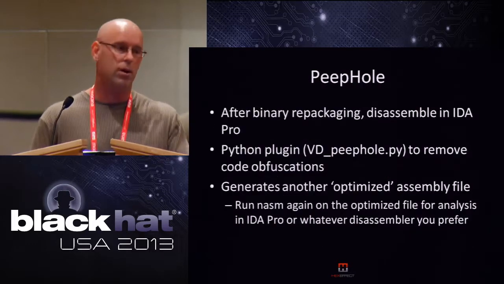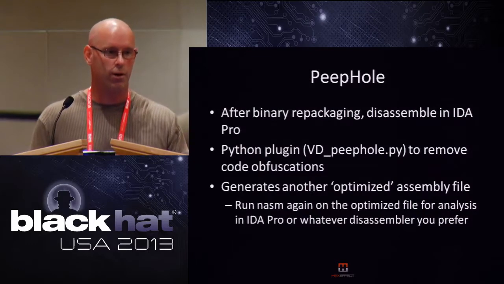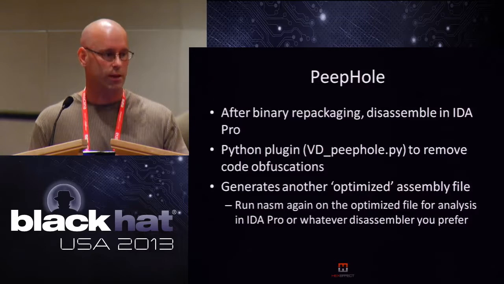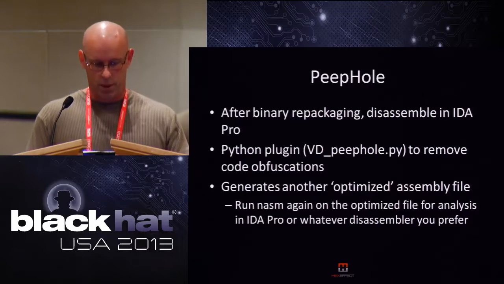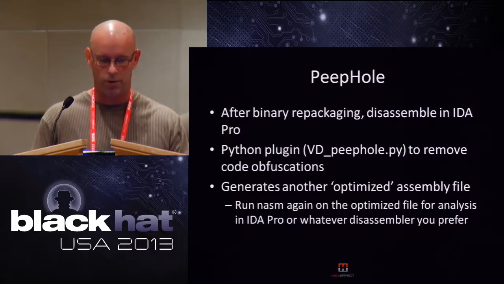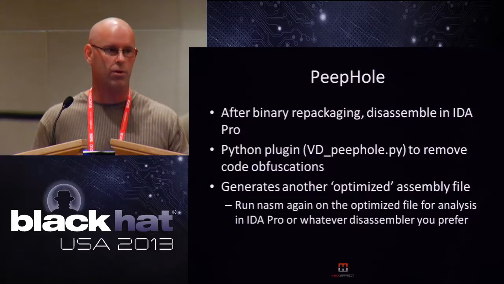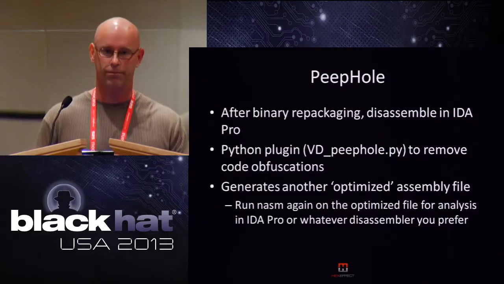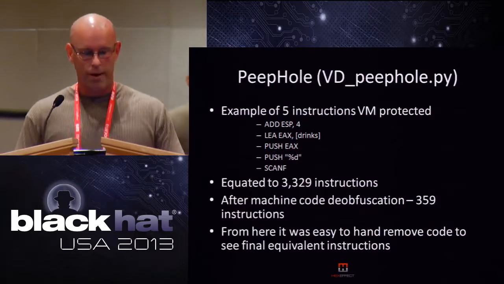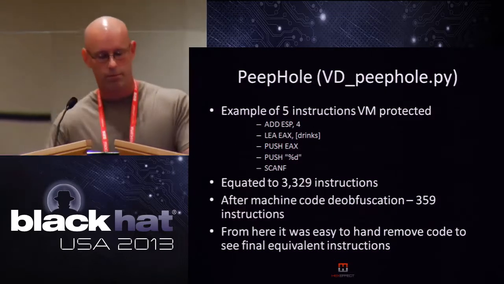Which then leads me to my peephole optimizer. I don't even know if that's the right word anymore because it's not that. It's another code deobfuscation type tool. So anyways, that one's called VD_peephole, and it's part of the source code package. You can download it, but it's pretty self-explanatory. You load up the binary, you run this, and it'll pull out all the code obfuscation and leave you with something good. So back to our blood alcohol example.